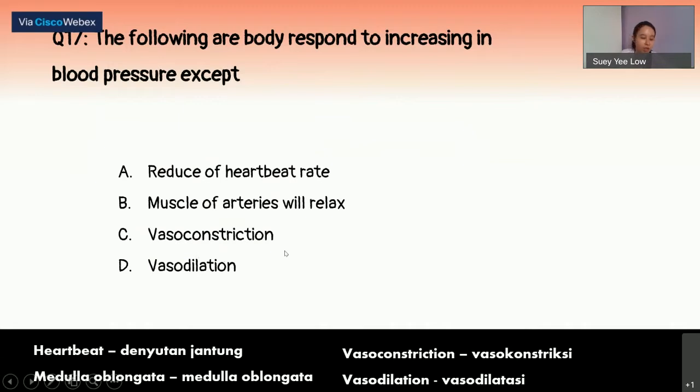So for question 17, what will be your answer? Except, remember the word. These are keywords. Except.